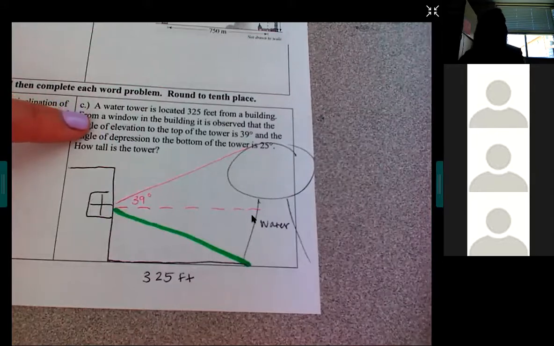Outside, very good. Who said that? L'Oreal and Carter, extra credit. I knew it was two of you. Angle of elevation outside of the triangle. So where does the 25 go?